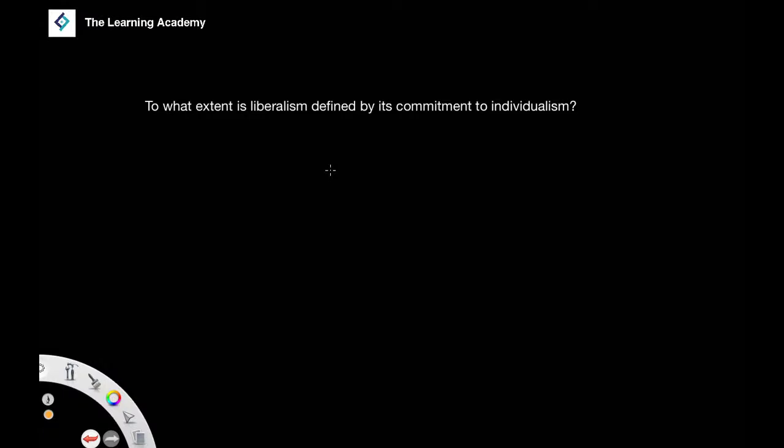But okay, let's move on to this question here. Let's talk about liberalism. To a great extent, because most branches of liberalism, including traditional liberals, neoliberals, and libertarians, focus greatly on the rights of the individual over the collective. Yes, to a significant extent. Okay, people are arguing for a big yes on this. So they are arguing that liberalism is very committed to individualism.